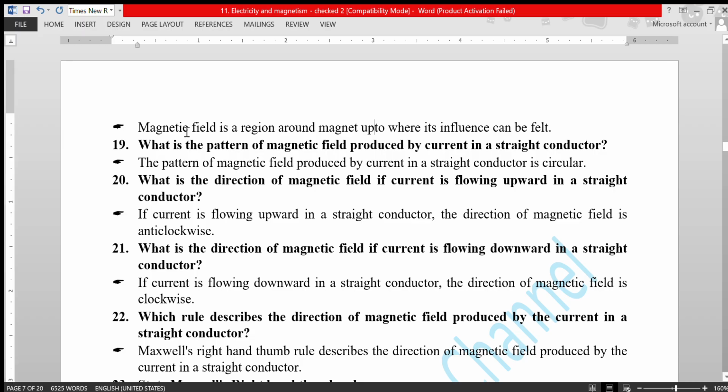What is the pattern of magnetic field produced by a current in a straight conductor? Obviously, it is circular. What is the direction of magnetic field if the current is flowing upward in the straight conductor? If the current is flowing upward, the direction of magnetic field is anti-clockwise. What is the direction of magnetic field if the current is flowing downward? The direction of magnetic field is clockwise.